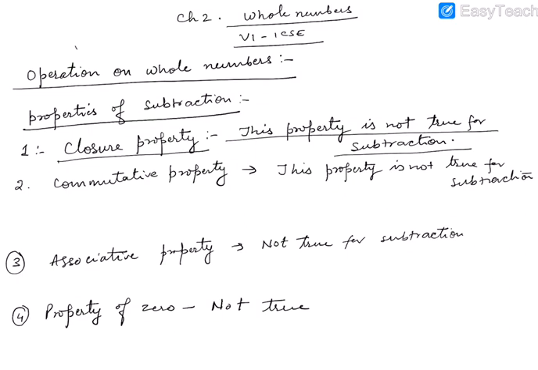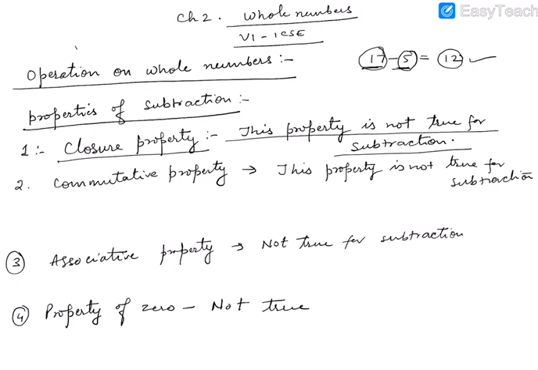For example, suppose I'm writing 17 minus 5. What will be the answer? 12. Here 17 is a whole number, 5 is also a whole number. I am subtracting these two whole numbers and the result is 12, which is also a whole number. So here we can say that it is following the closure property.